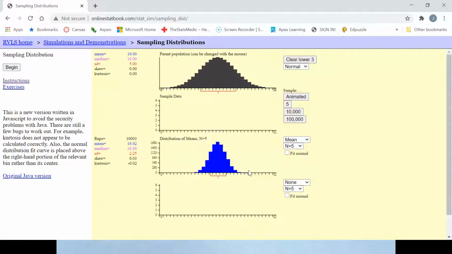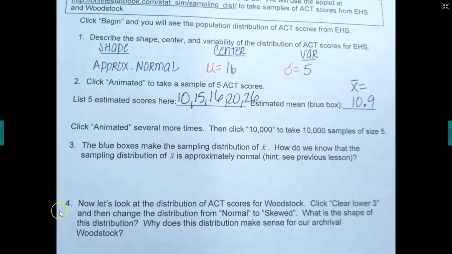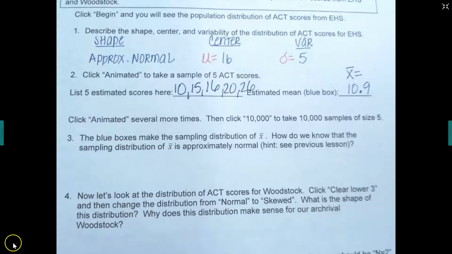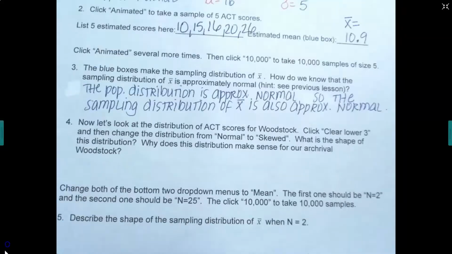How do we know the sampling distribution of X bar is approximately normal? Hint, see the previous lessons. Look at yesterday's summary and see if there's something in there that will help you answer this question. Pause the video and give it a try. Alright, so in our previous topic for sample means, we had said if the population distribution is approximately normal, so is the sampling distribution. In this case, our population was approximately normal, so our sampling distribution of X bar is also approximately normal.